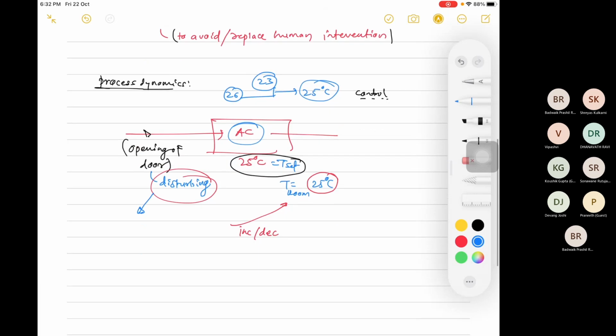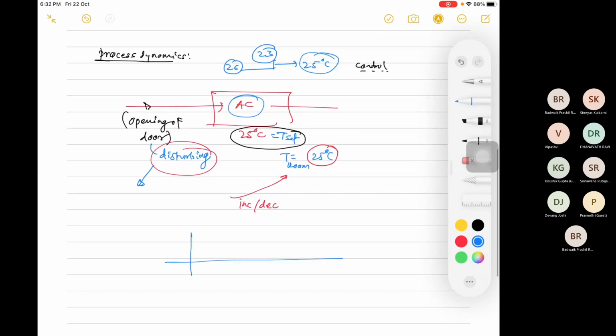So if the temperature was initially maintained at 25 degrees Celsius at time t equal to 0, because of opening of doors there will be some disturbance, some input to the system, and based on that input your system will react.